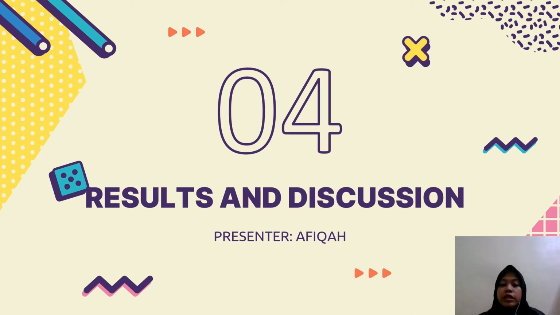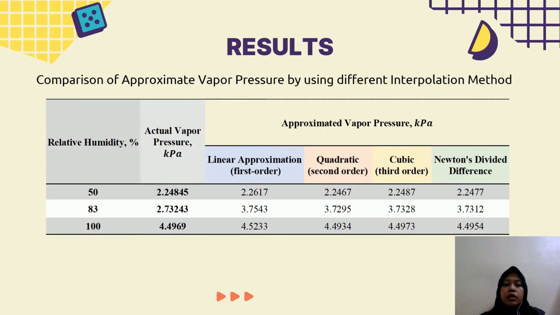Now we are moving to the next part, which is results and discussion. The table shows the value of approximate vapor pressure for each method, which is the linear approximation method, second order method, third order method, and Newton's divided difference method. And we compare the value of approximated vapor pressure with actual vapor pressure for different values of relative humidity at 50%, 83%, and 100%.